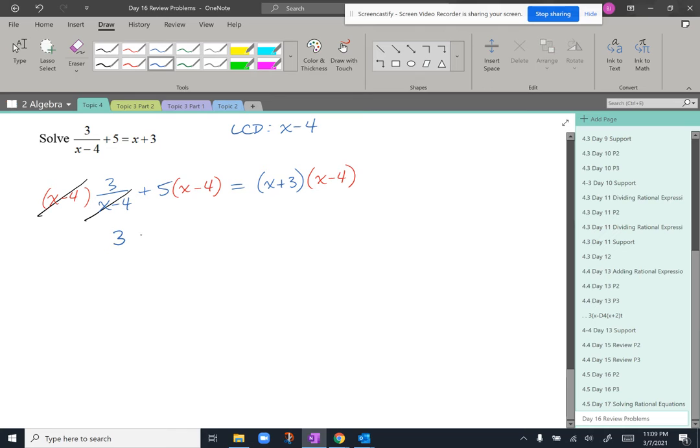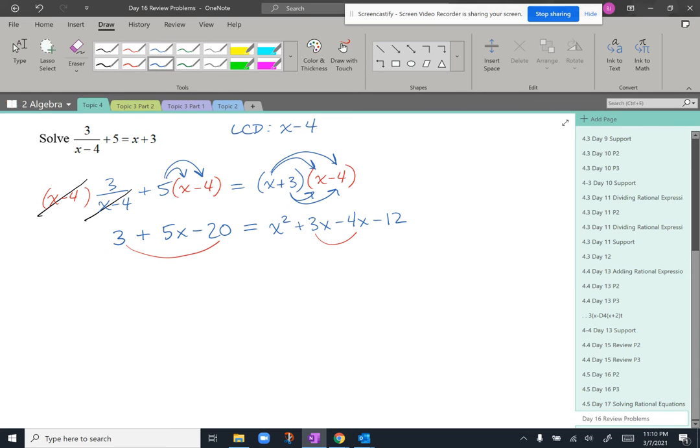Here I've got a 3, and then what's left after that on the left side, if I distribute that 5, I get a 5x minus 20. And then on the right side, I'm going to expand out these factors. And when I do that, I get x squared plus 3x minus 4x minus 12. All right, let's keep on working through this. We want to solve for x. So first thing I'm going to do is start combining some like terms. I know I've got some like terms here I can combine and also there.